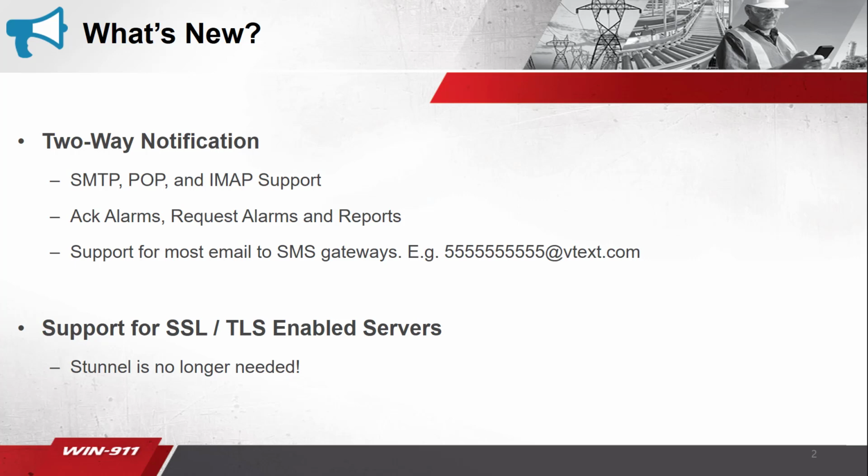We also have support for most of the email to SMS gateways out there. If you're not sure what that is, that allows you to send an email to a cell phone and it delivers it to the cell phone as a text message. In the example there, I'm showing you the Verizon format. So if I send an email to my phone number at vtext.com, I will receive that on my phone and I can then reply to it to acknowledge the alarm or request alarms or request reports, just like I can if it was a standard email connection.